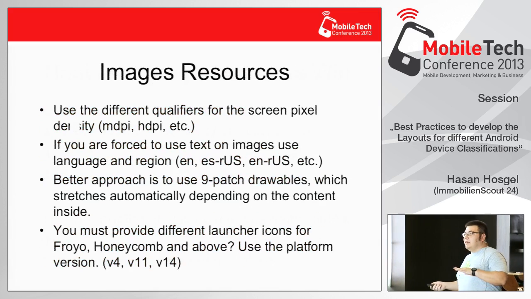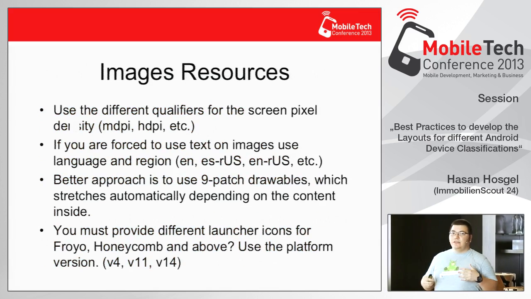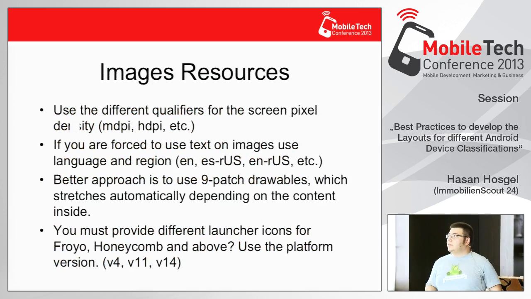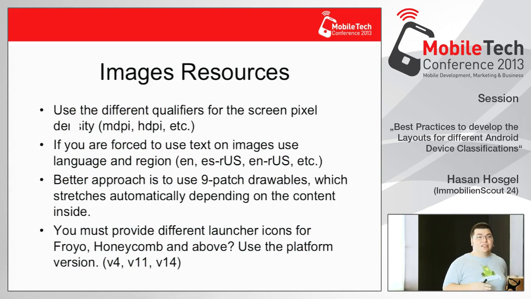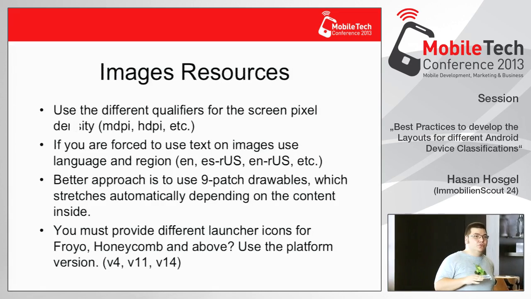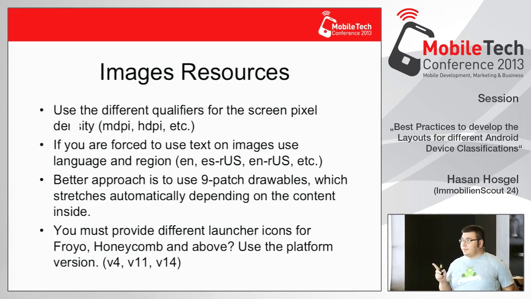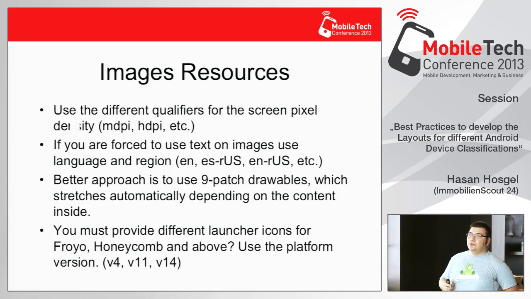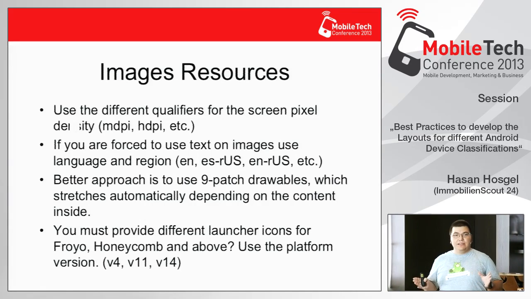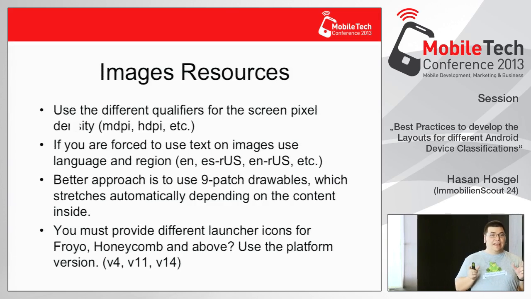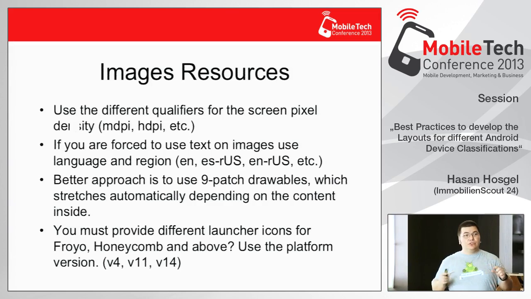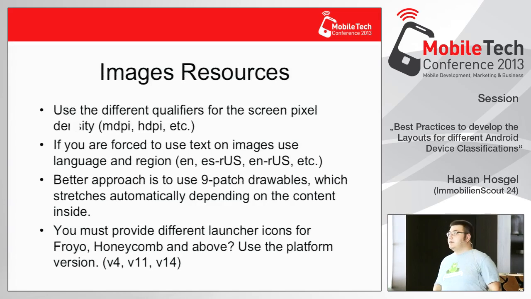And now I think the other thing is the image user. I think you all know it. You can use different qualifiers for the density for the images. If you are forced to use language as well in the image, you should use also the language and region. But a better approach is to use 9 patches. They stretch automatically. You can define where the background image should scale automatically and where the content is, which you insert into the whole thing, especially in a button.